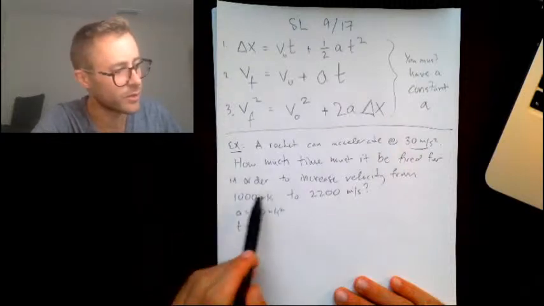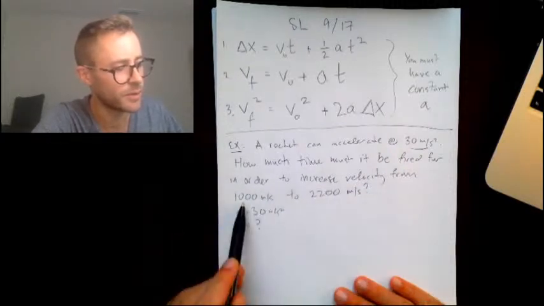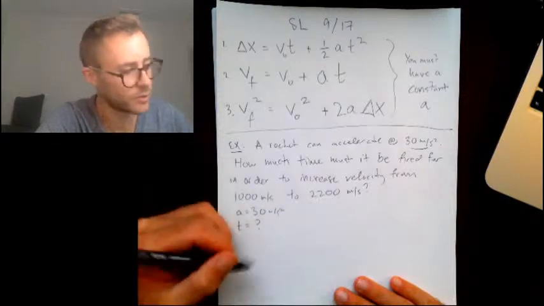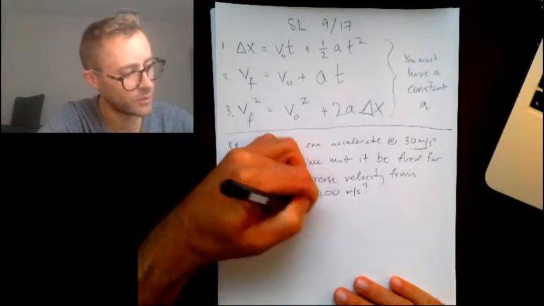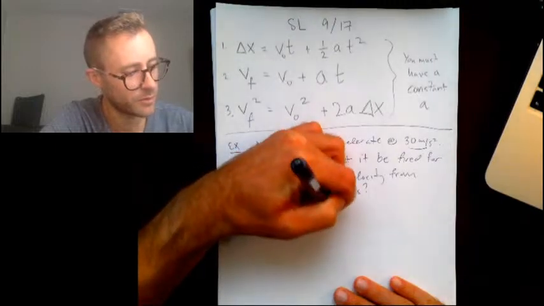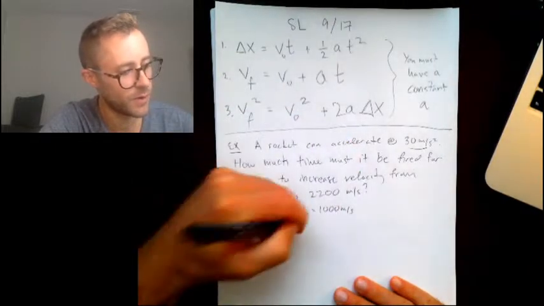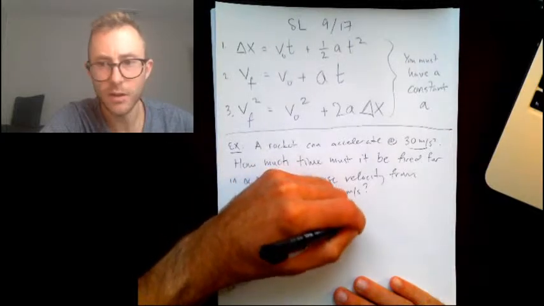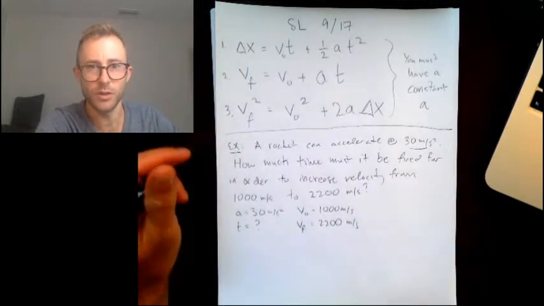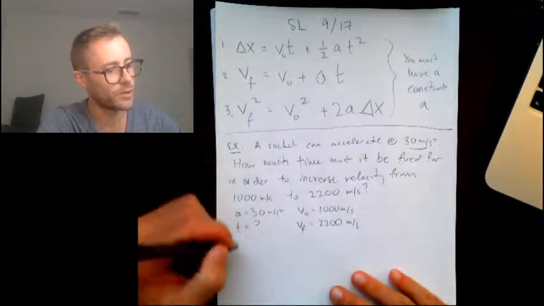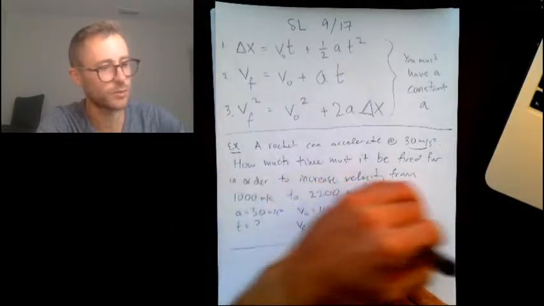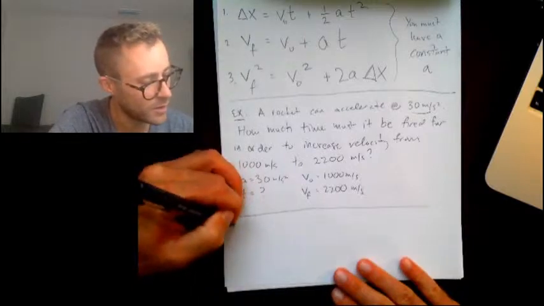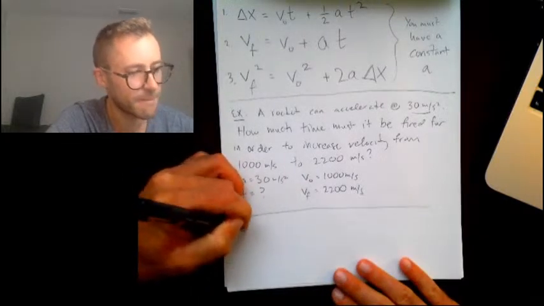And then it says we're increasing the velocity from 1,000 meters per second to 2,200 meters per second. So that means that V initial is 1,000 and V final is 2,200. Okay, so type it into the live chat if you know what the equation that we're going to use is. Which of these three are we going to use? And while I'm waiting for you guys to do that, I'm going to write the next example.